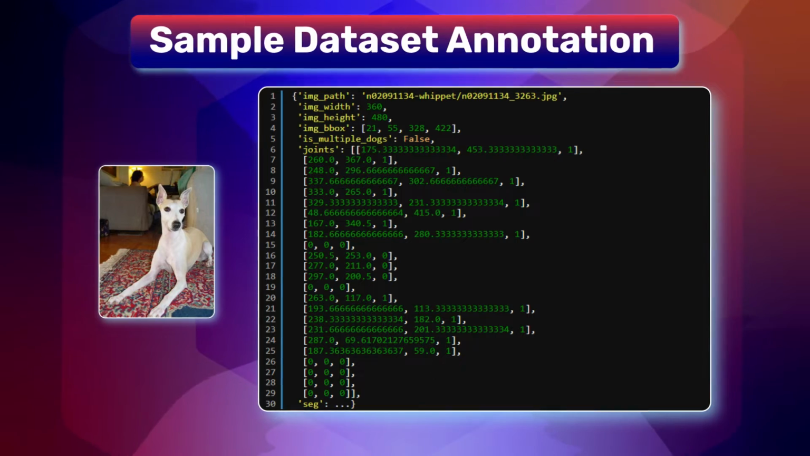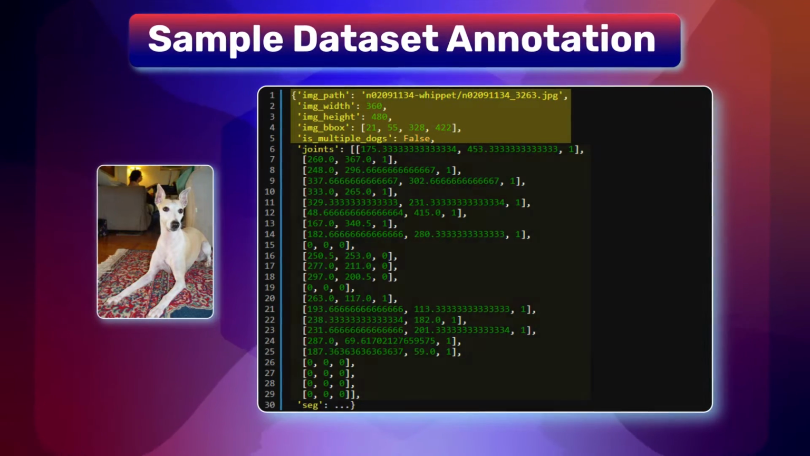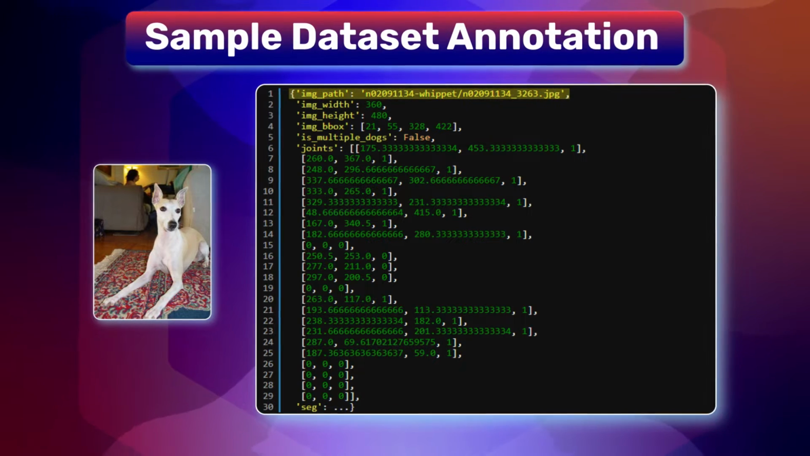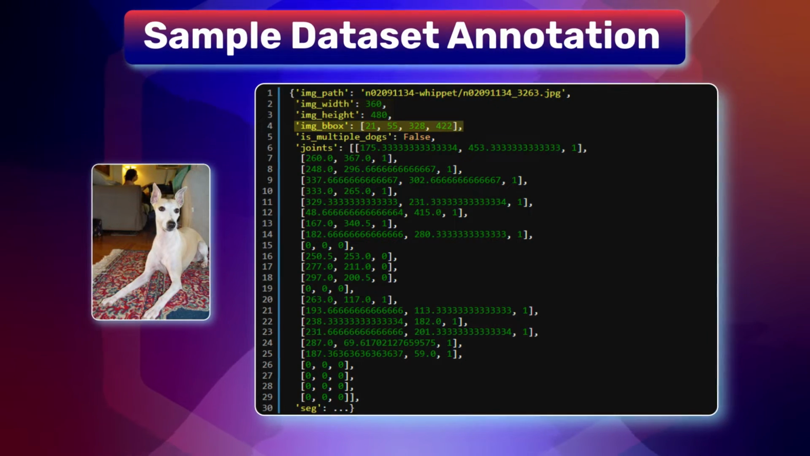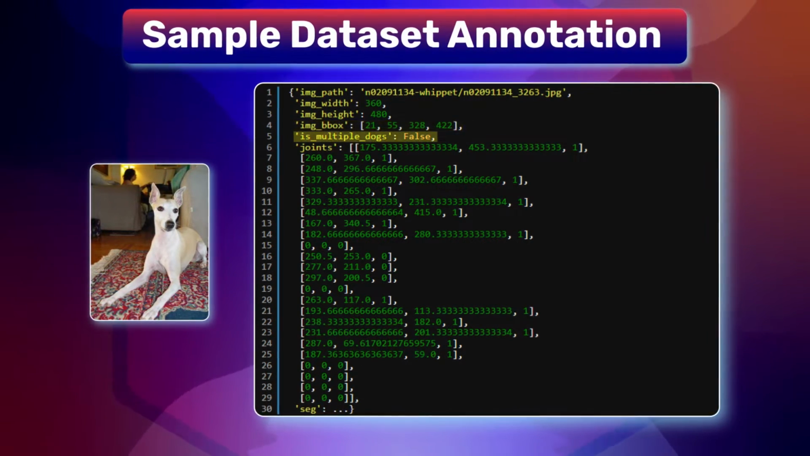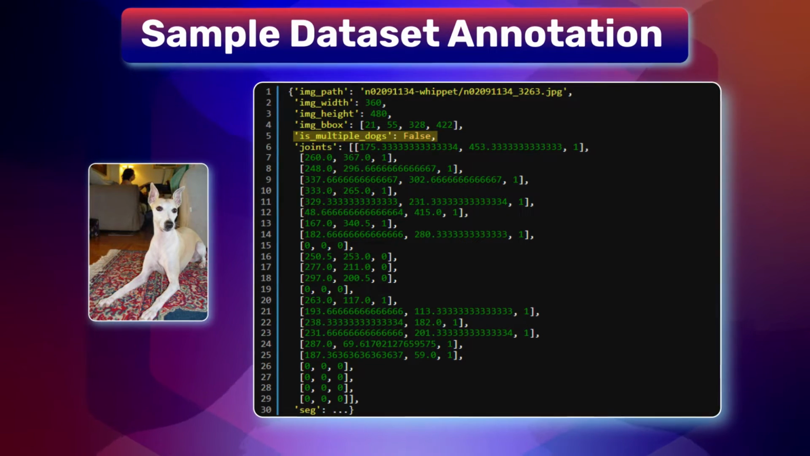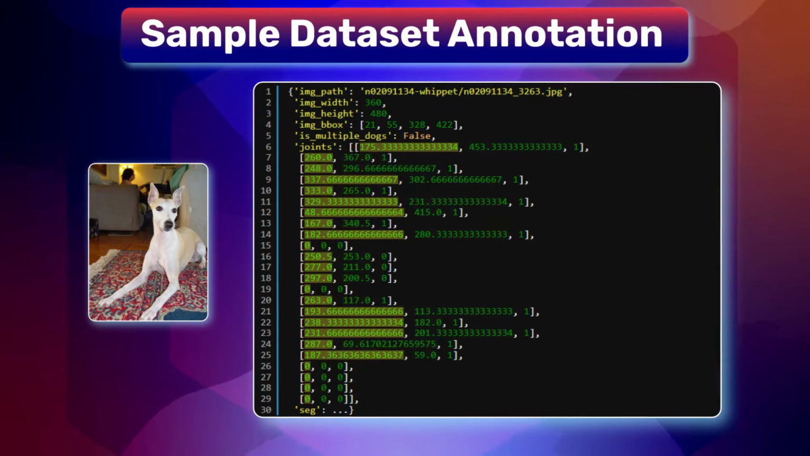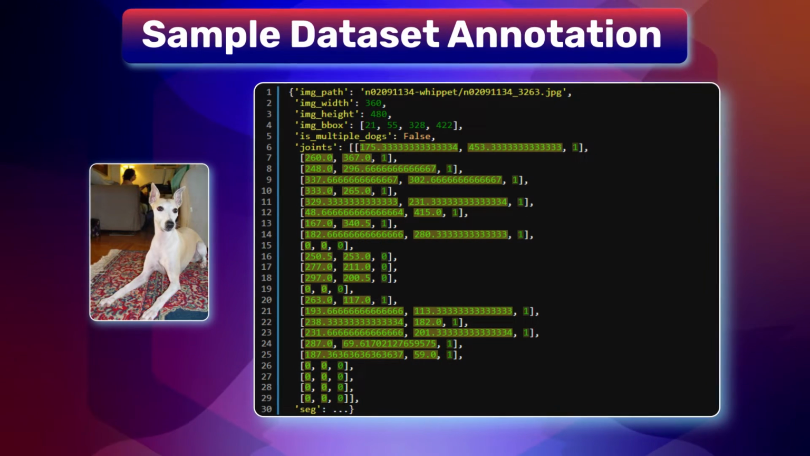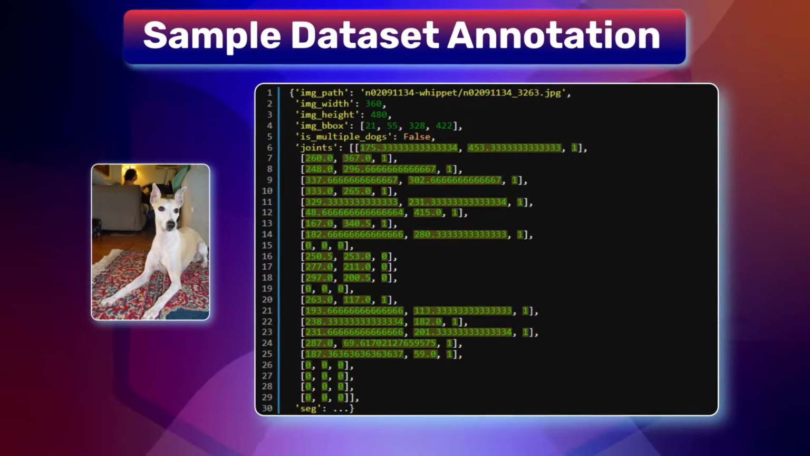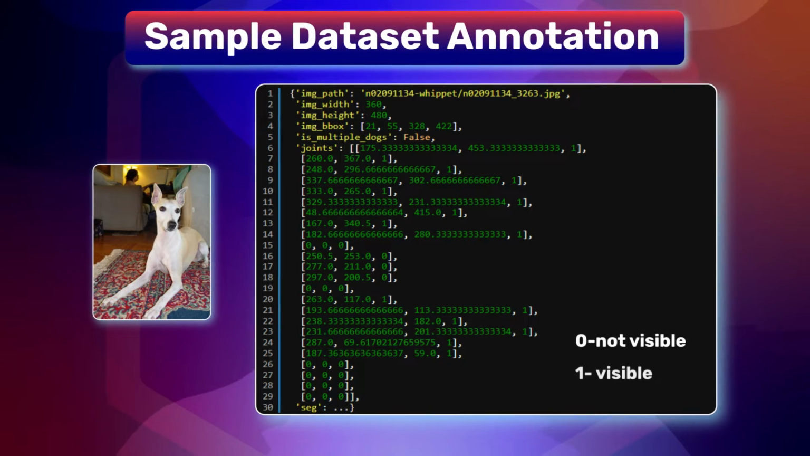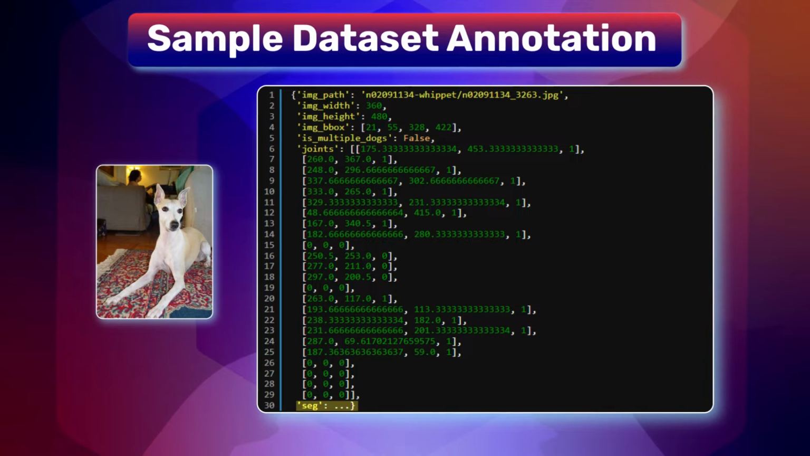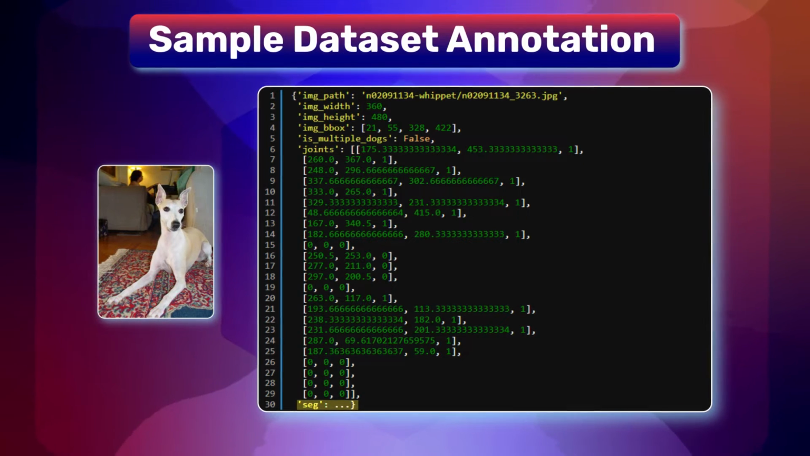Here is a sample dataset annotation, which is provided in JSON format. Each entry is a dictionary containing the image and annotation information. Image information being the image path, image width and height, the bounding box coordinates, a Boolean flag to state whether there are multiple dogs in the image, and the key point data. It has X, Y coordinate and a visibility flag for the key point. 0 for not visible and 1 for visible. The annotation also has segmentation mask in RLE format, but we'll skip it.